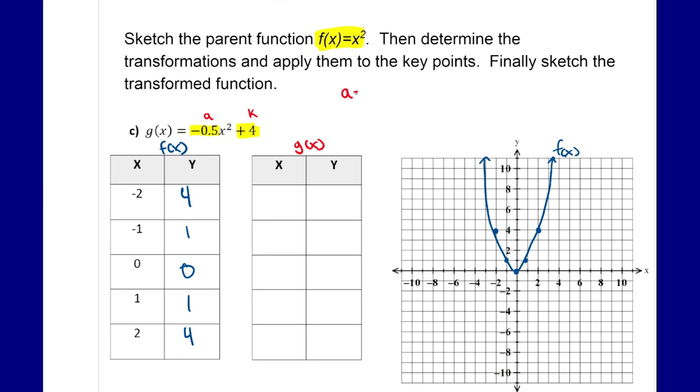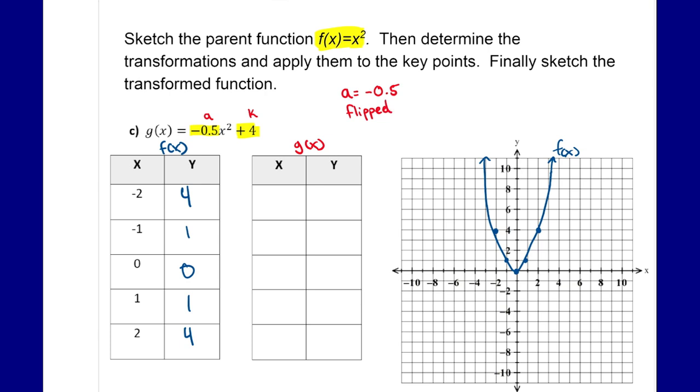An a value, which is negative 0.5, actually tells us 2 things. One, the sign. We'll start with that. That's an easy one. Because a is negative, that means it is flipped.